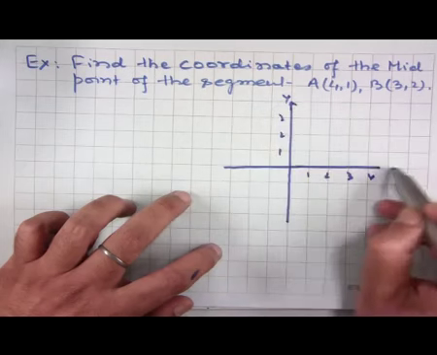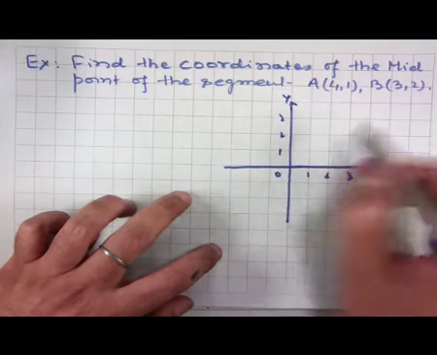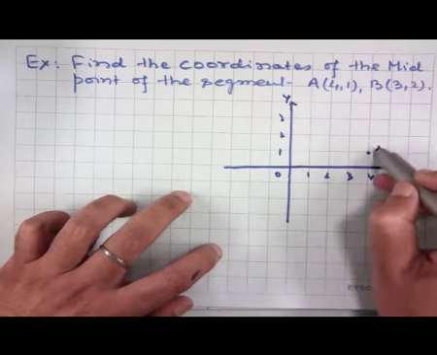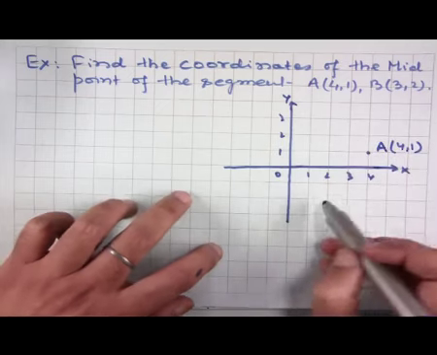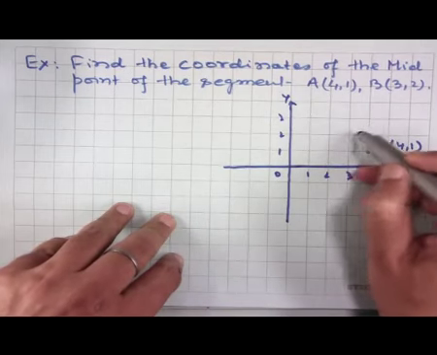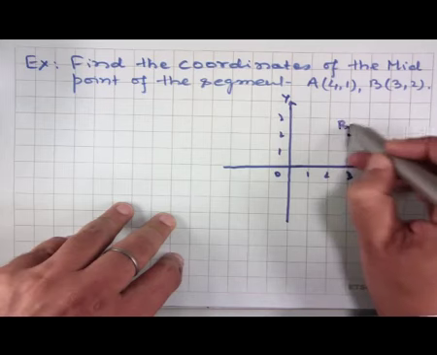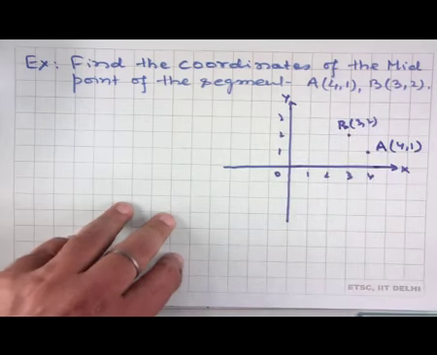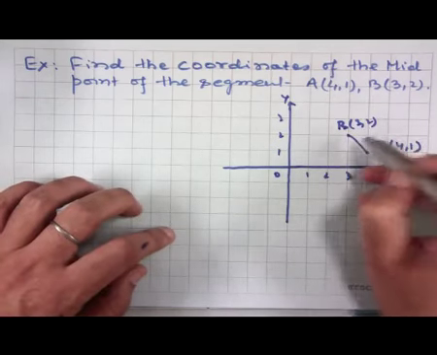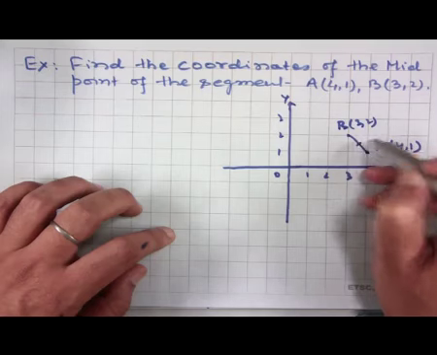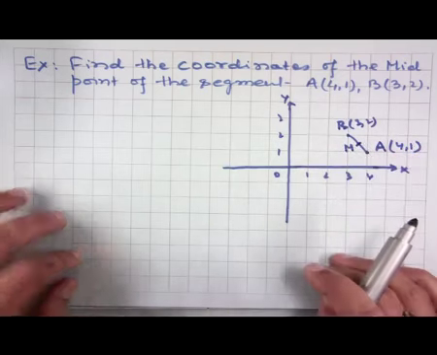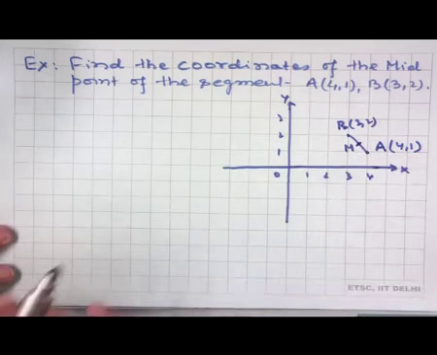This is y and this is x. A(4, 1) and B(3, 2). We have to find the midpoint. Say this midpoint is M. We have to find the coordinate of this point M.